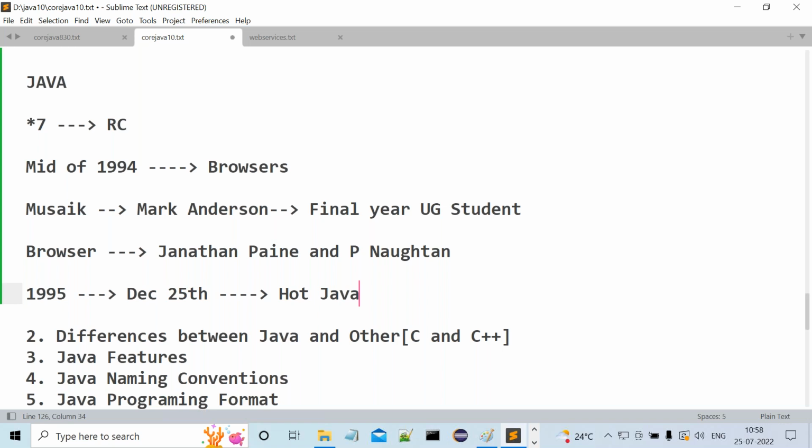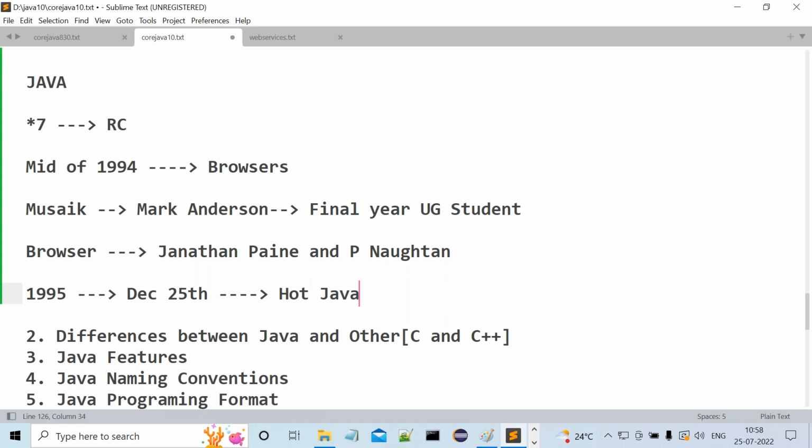people immediately started thinking about how the HotJava browser was provided, how it was released by Sun Microsystems. What technology did they use to prepare this particular browser? All people were thinking about it. Then finally, everyone came to know that Sun Microsystems had a new technology, a new programming language. That is what? The Java programming language.